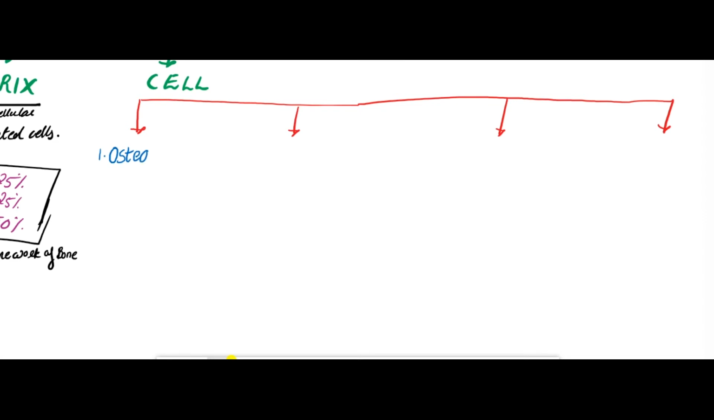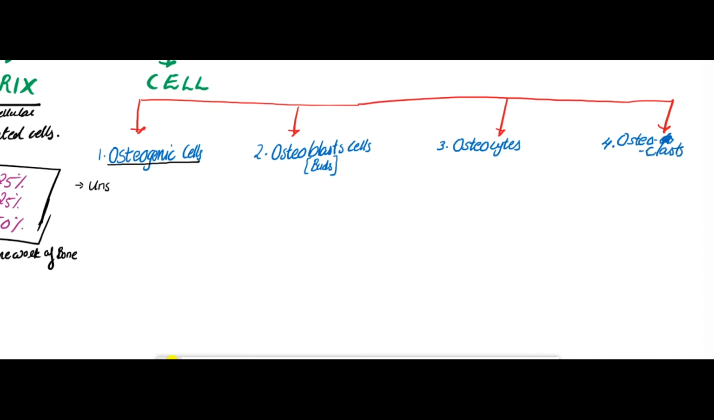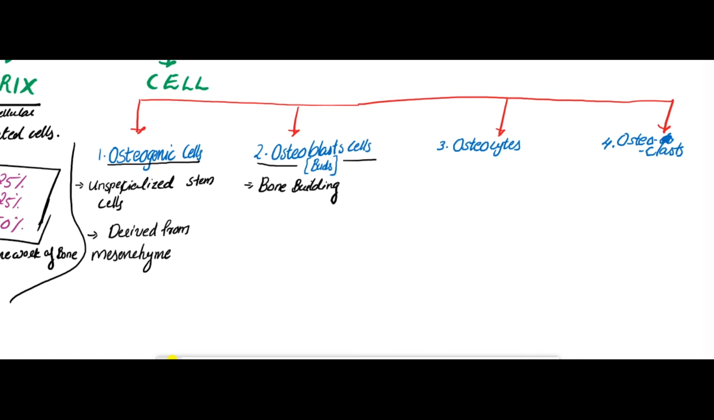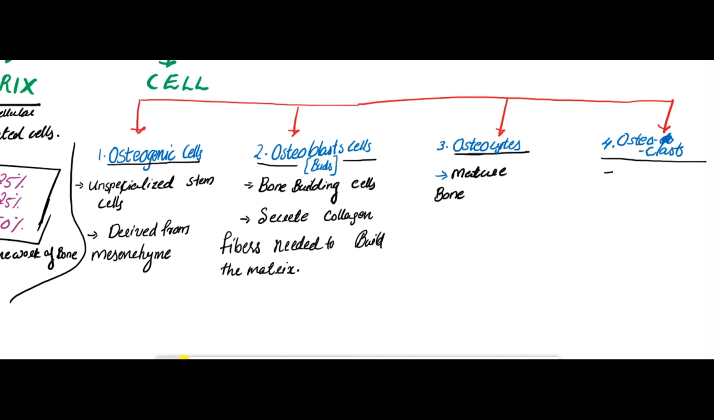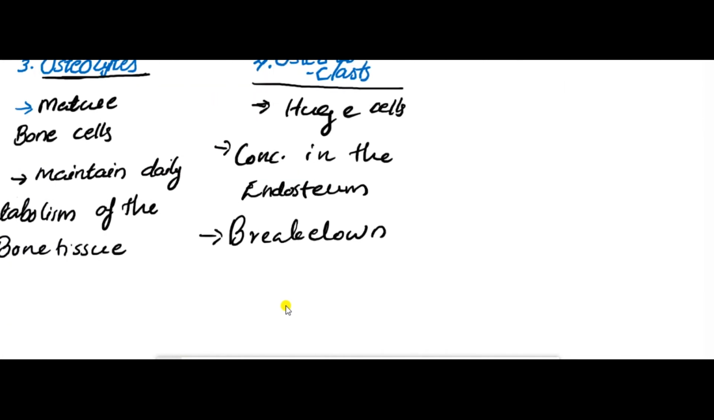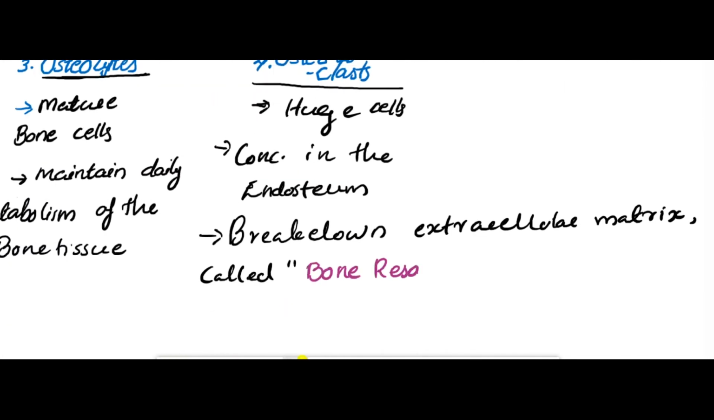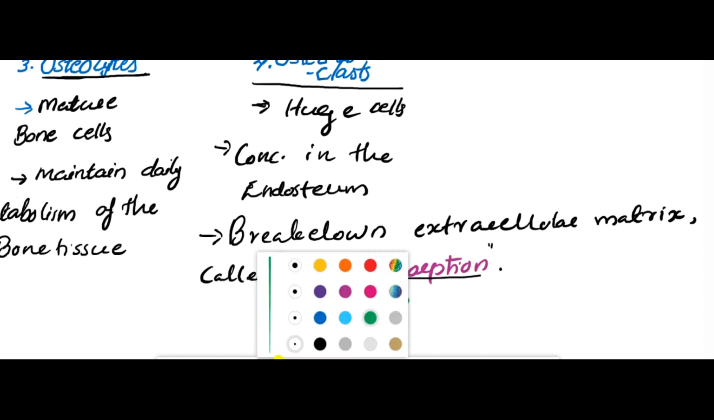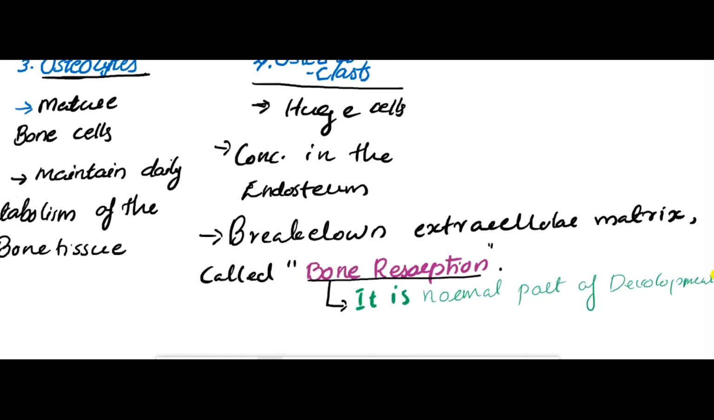Cells, we have four types. First one osteogenic cells, second osteoblast cells, blast means buds, and osteocytes and osteoclasts are the third and fourth. Osteogenic cells are unspecialized stem cells derived from mesenchyme. Osteoblast cells, bone budding cells, secrete collagen fibers needed to build the matrix. Osteocytes, mature bone cells, maintain the daily metabolism of the bone tissue. Osteoclast, a huge cell concentrated in the endosteum, breaks down extracellular matrix, called bone resorption. It is a normal part of the development, growth and repair of bone structure.